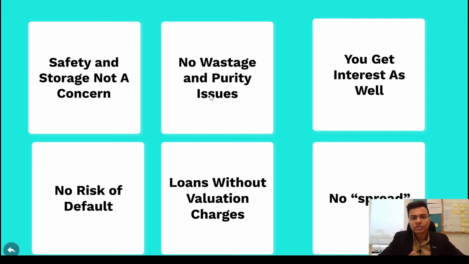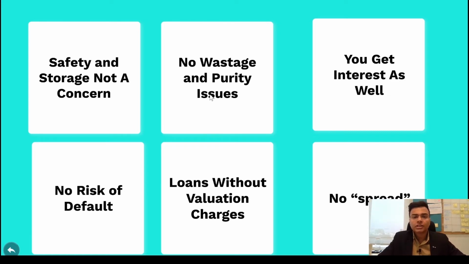Now in the gold bond scheme, the government on maturity will pay you the price of the 999 quality gold, which is 24 karat. So this gold bond scheme deals with the purest form of gold available in the market, which is 24 karat or 999 quality gold. Now the third point is you get interest as well, as I explained.